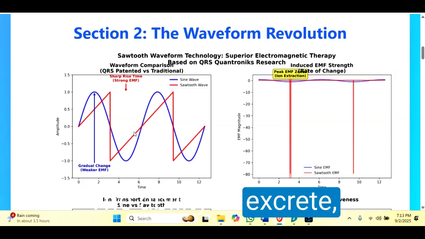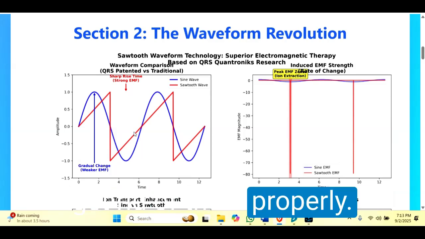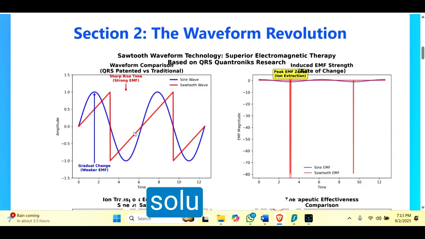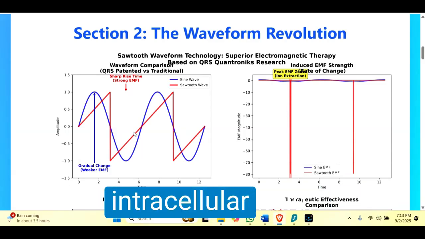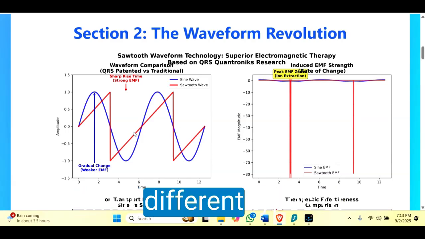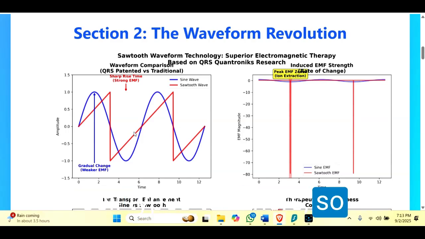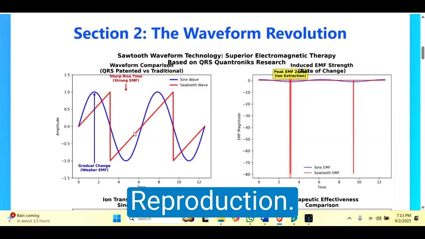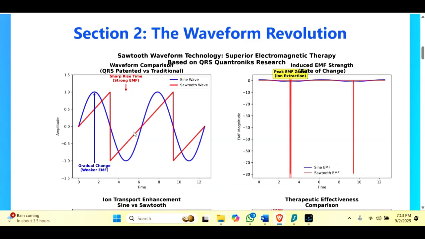The ability to excrete waste, metabolic waste, and get rid of them properly. Proper hydration or solute balance. Extracellular versus intracellular fluid. Different cell signaling processes, sending signals from different cell types to others. So many other processes. Reproduction. Cell division.